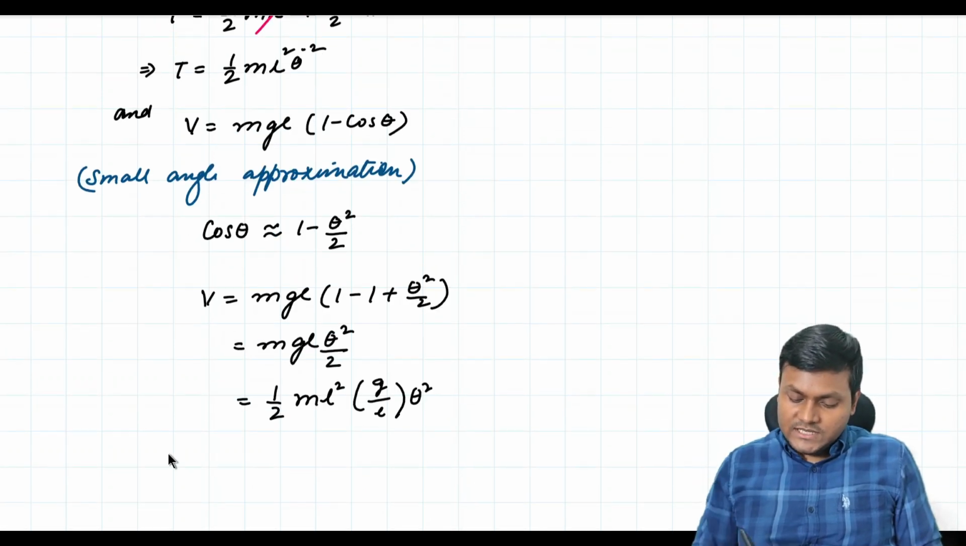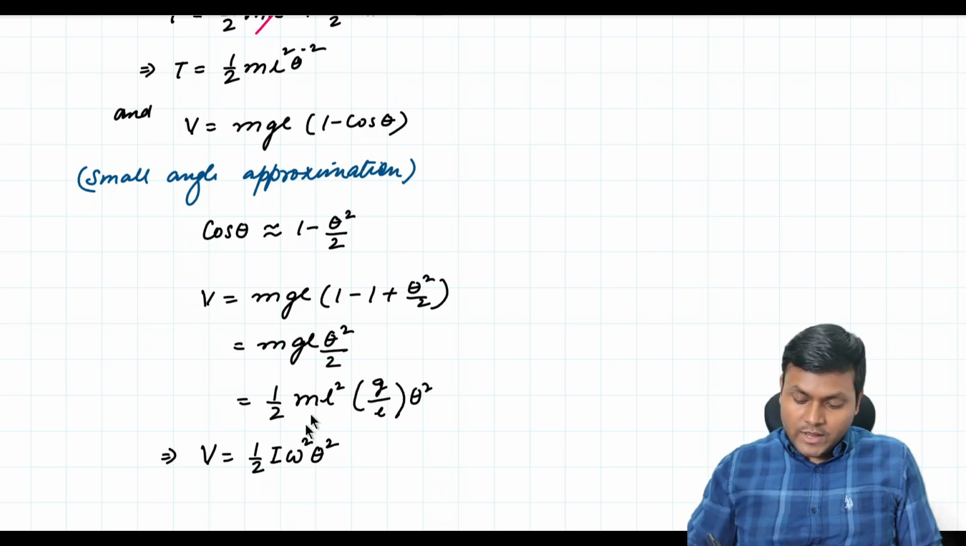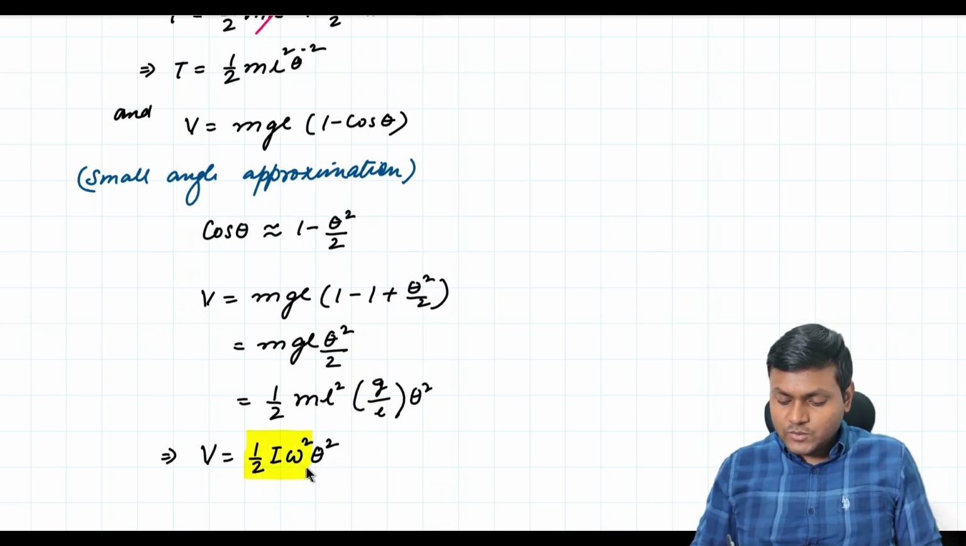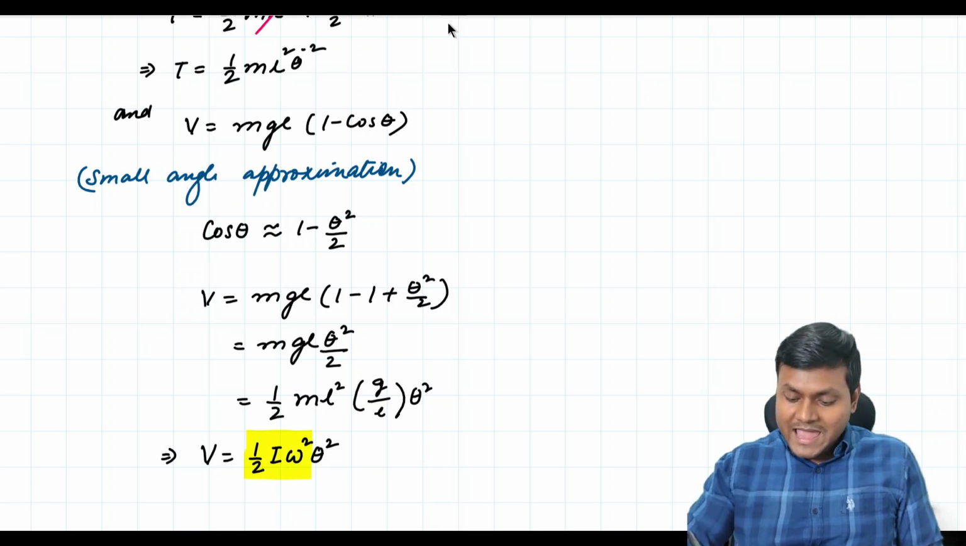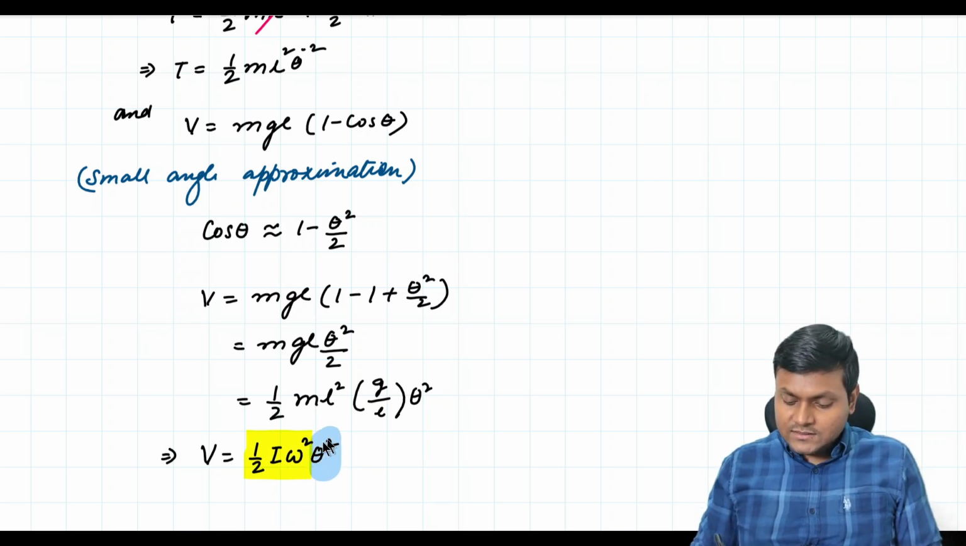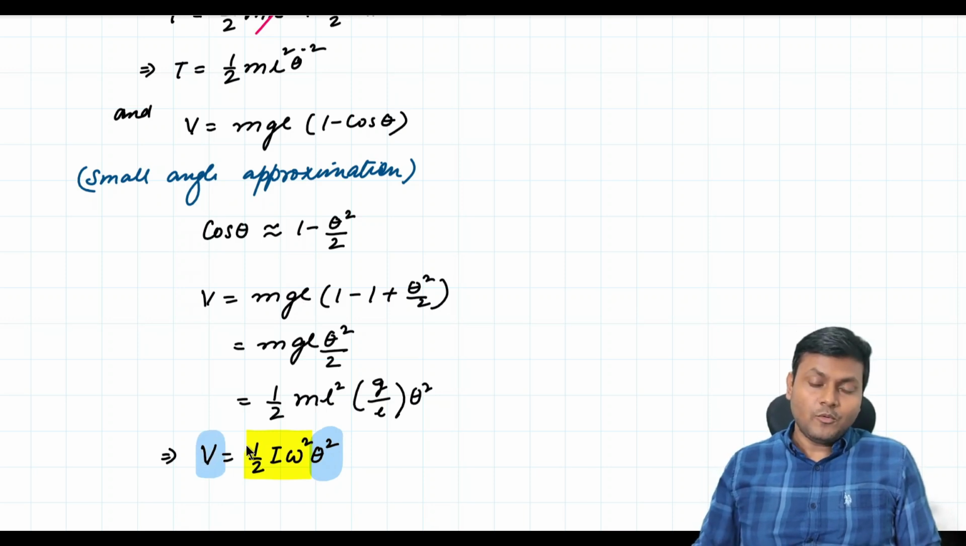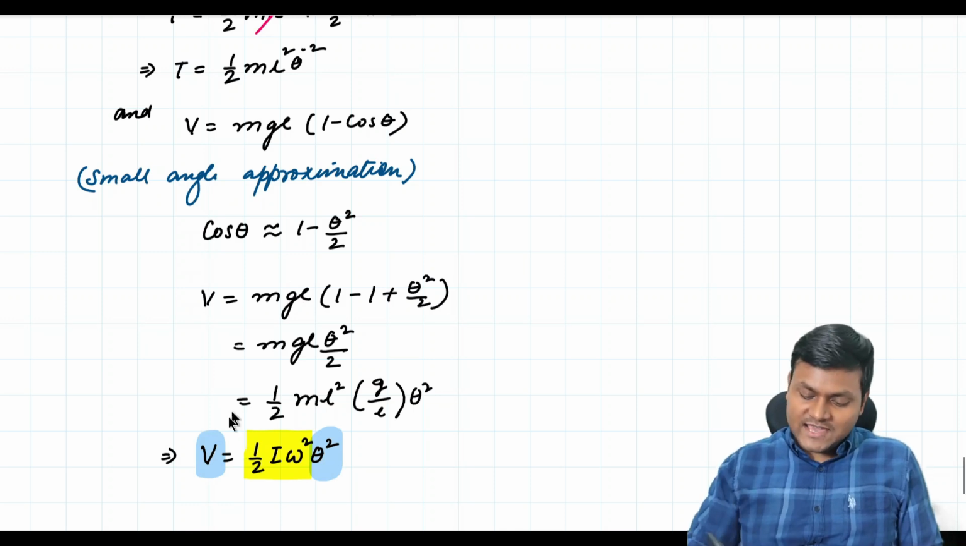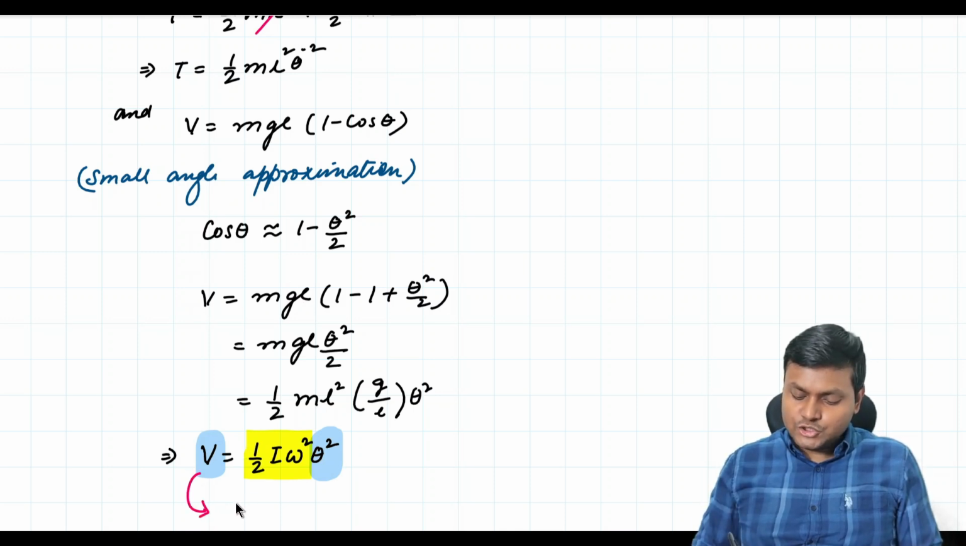So V is equal to half m l square. Remember, that was the moment of inertia of the pendulum. g upon L is omega square, and then theta square. So clearly half I omega square is dependent on the setup, and theta is the angular displacement. So V is directly proportional to theta square. By looking at this, you can say that the nature of the potential energy should be a parabola.